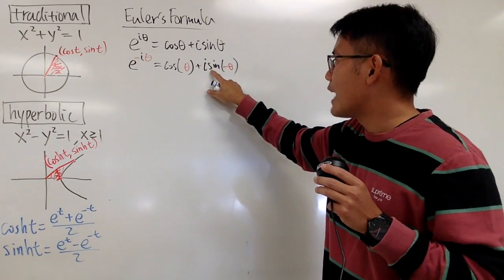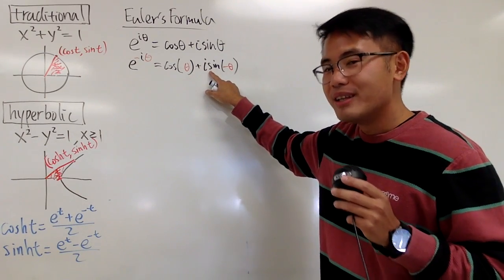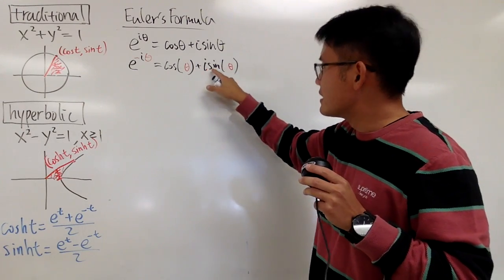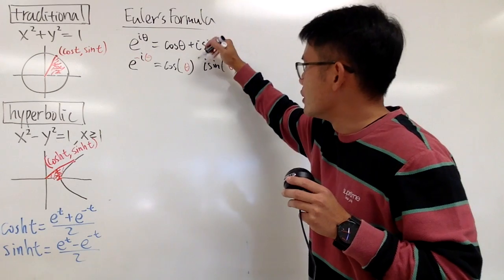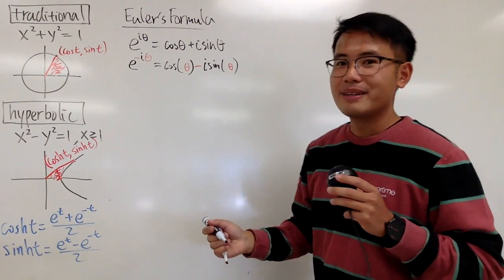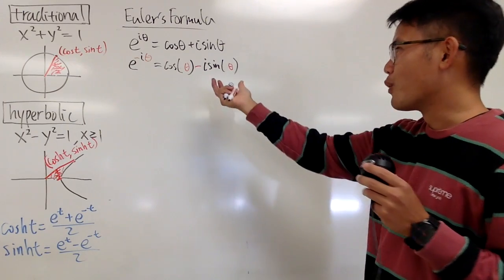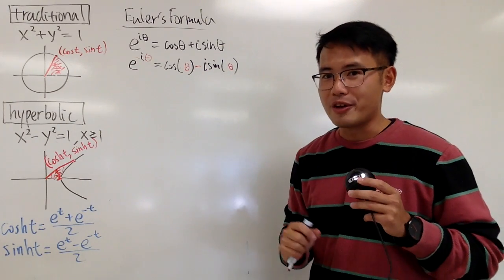And because we know that sine is an odd function, so sine of negative theta is the same as saying negative sine theta, so I can just put the negative right here instead. And now you see these two equations are pretty similar, right? So we can of course solve for cosine and sine from here.